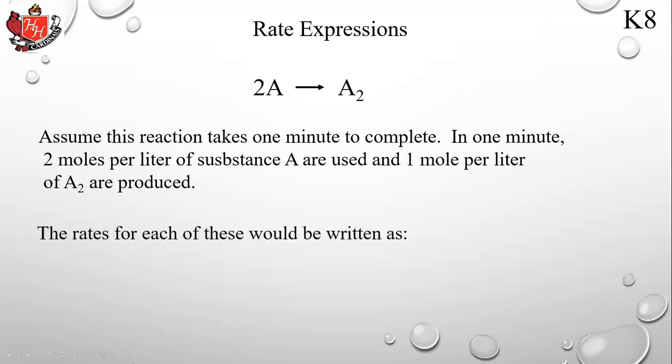The rates for each of these could be written as follows. Negative delta of 2A per minute because it's decreasing, and you have a change of 2 moles, and positive delta of A2 in 1 minute. So those 2 things would have to happen in the same amount of time. You'd have to use up the 2 moles of A in 1 minute to create the 1 mole of A2.